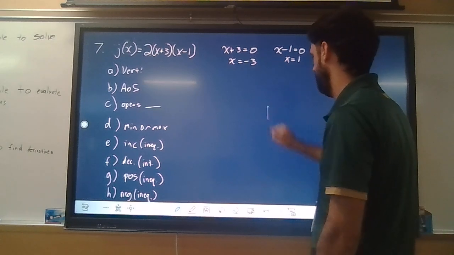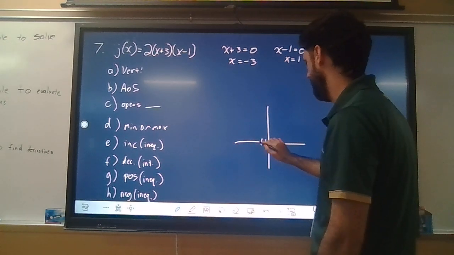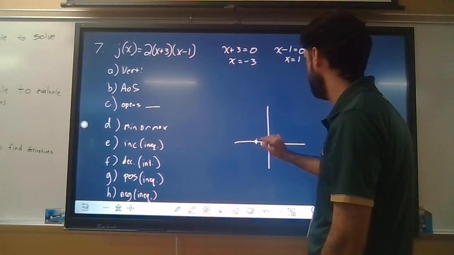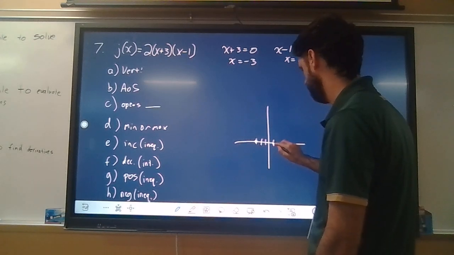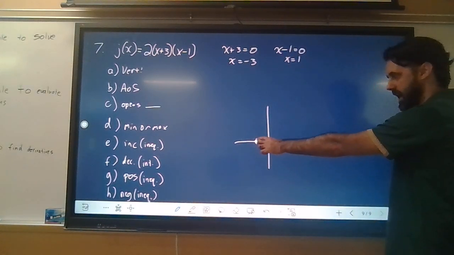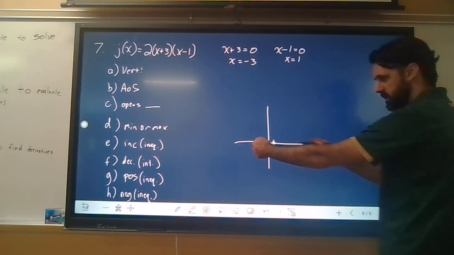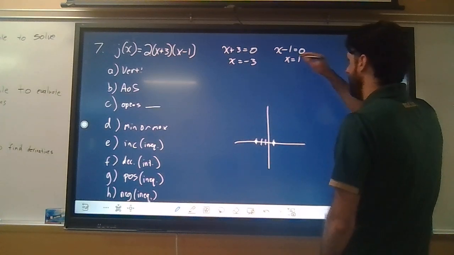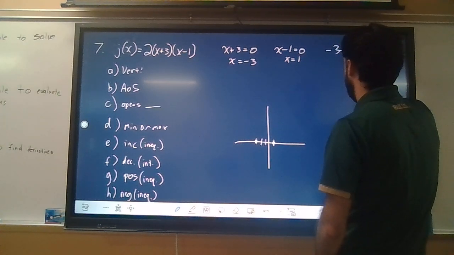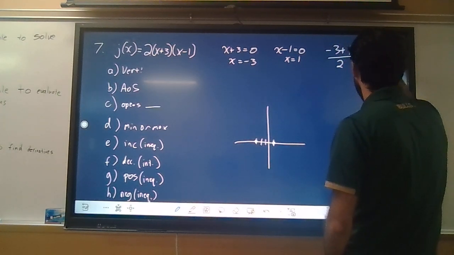So on a graph, there's an x-intercept or a 0 at -3 and at +1. The vertex is always halfway in between, so you could just count that way, or you could average those two values together by adding them and cutting it in half.